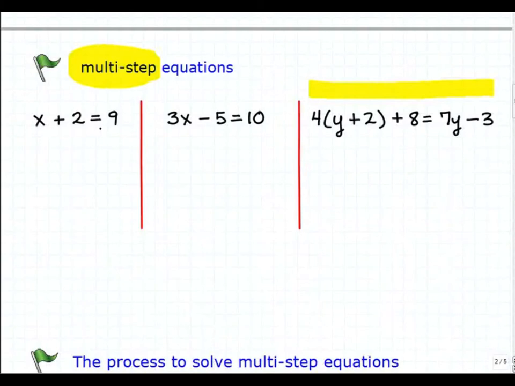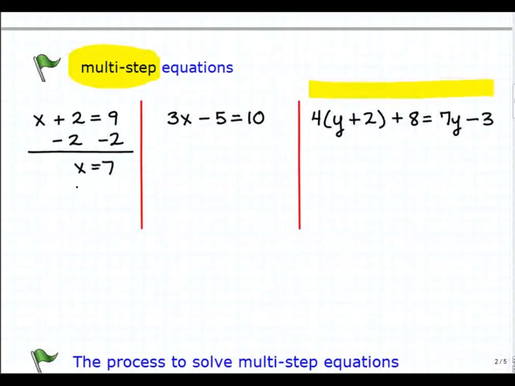Okay, so x plus 2 equals 9. We're going to subtract 2 from both sides of the equation, and we get x equals 7. That was our one step to solve this equation. Pretty easy, pretty basic. So hopefully most of you got this and totally understand why the solution is 7 and understand inverse operations.